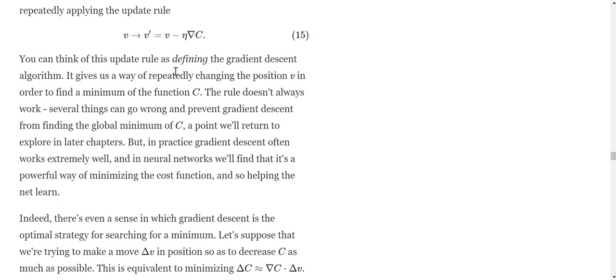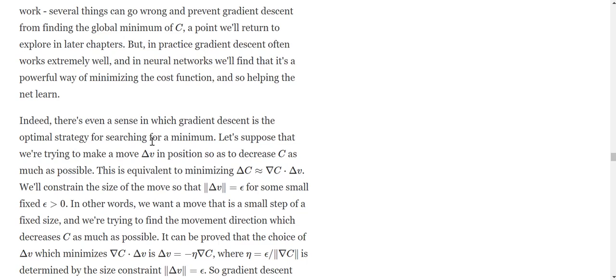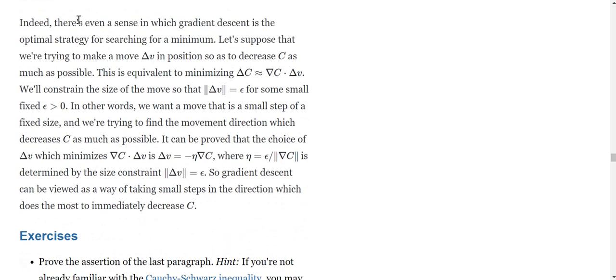It gives us a way of repeatedly changing the position v in order to find the minimum of the function c. The rule doesn't always work. Several things can go wrong and prevent gradient descent from finding the global minimum of c, a point we'll return to explore in later chapters. But in practice, gradient descent often works extremely well, and in neural networks, we'll find that it's a powerful way of minimizing the cost function, so helping the net learn. Indeed, there's even a sense in which gradient descent is the optimal strategy for searching for a minimum.